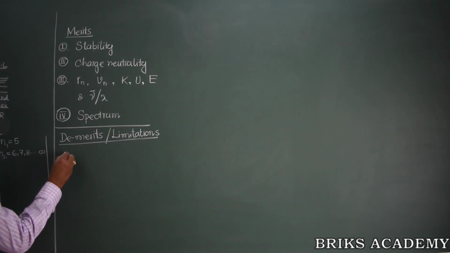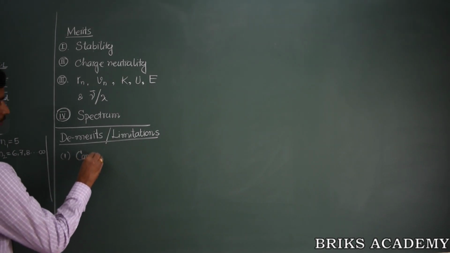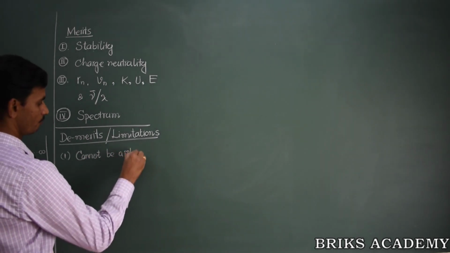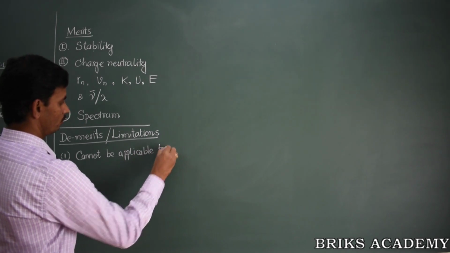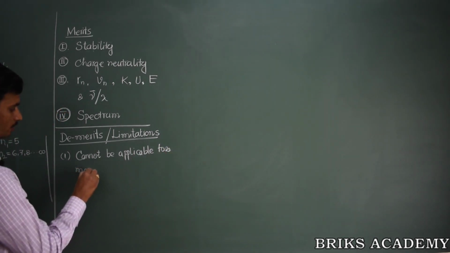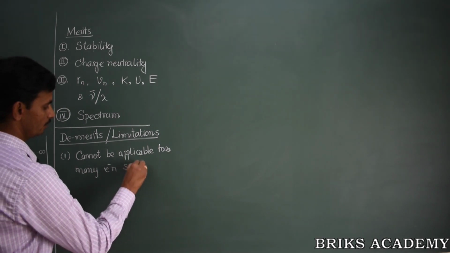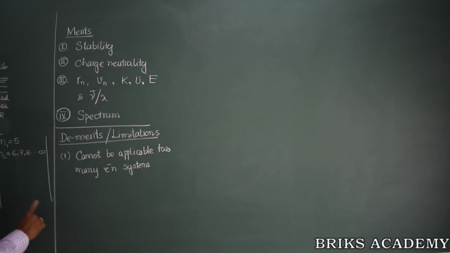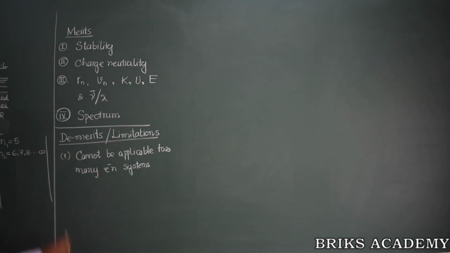Therefore, demerit number 1, this theory cannot be applicable to many electron systems. That is, Bohr's theory is applicable only to hydrogen and hydrogen-like atoms. This point can be presented even like that.